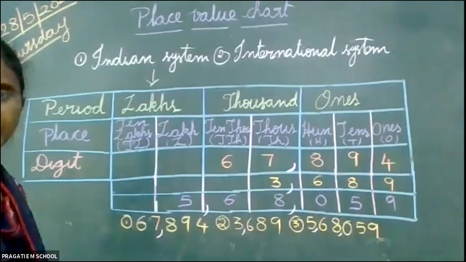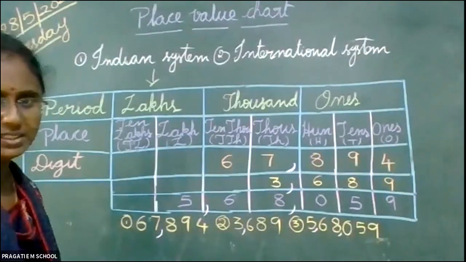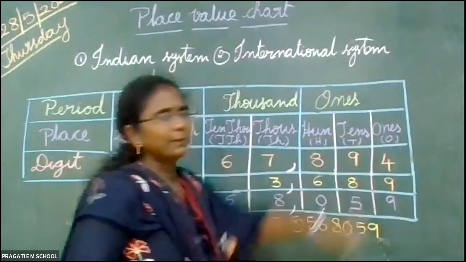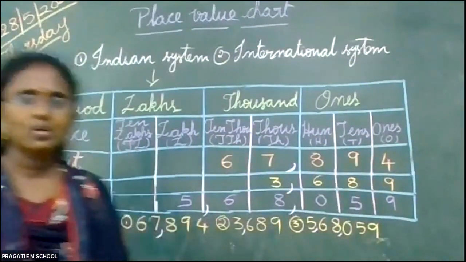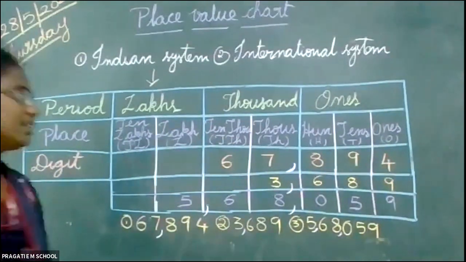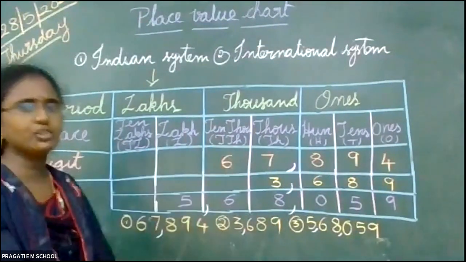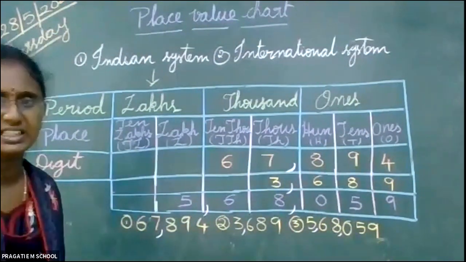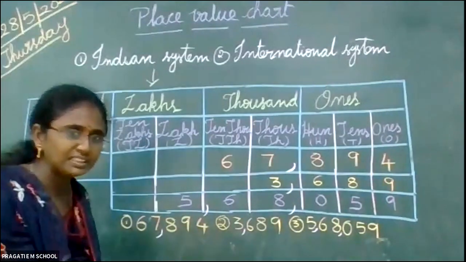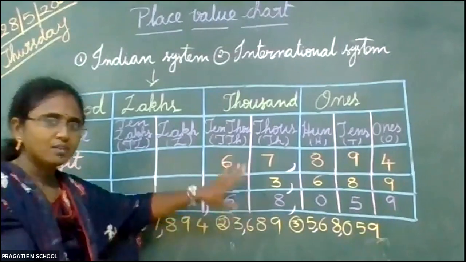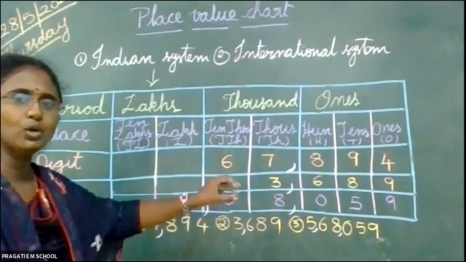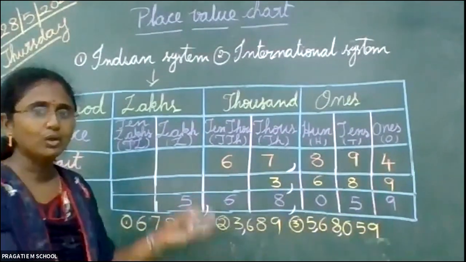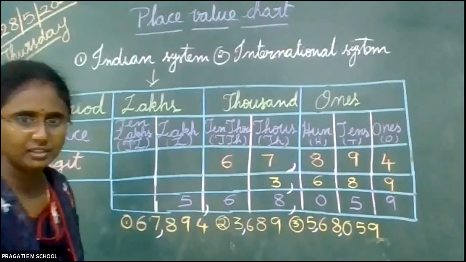So each digit in a number depends on its place. Then it will show the place value. We represent the number in a place value chart to make its reading and writing easy. When we represent the number in a place value chart, it is easy to read and write, and it is easy to identify the place values.